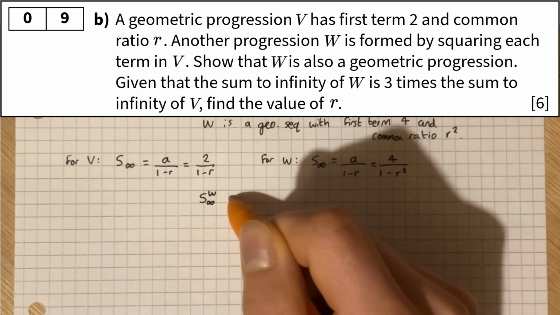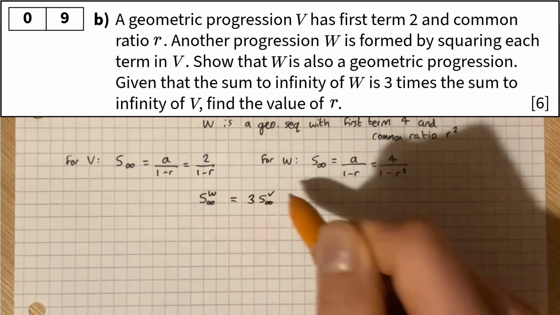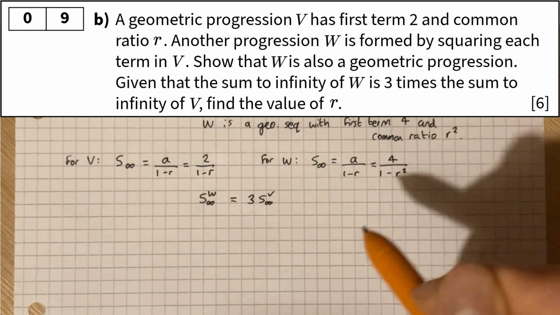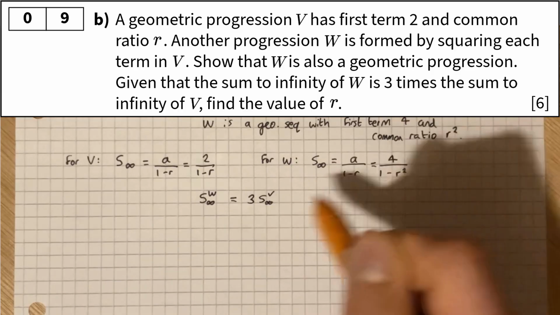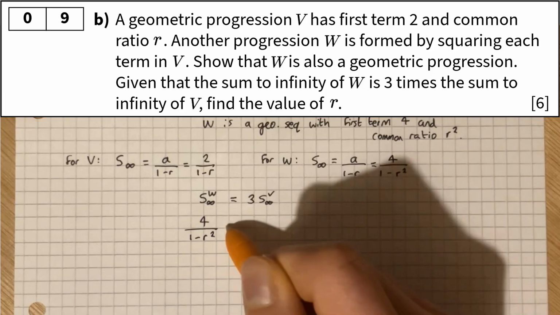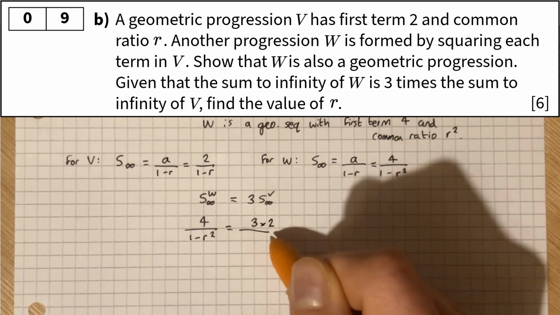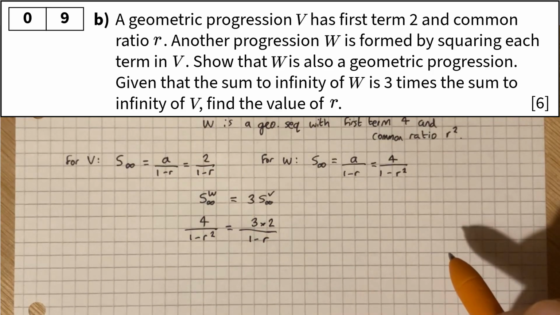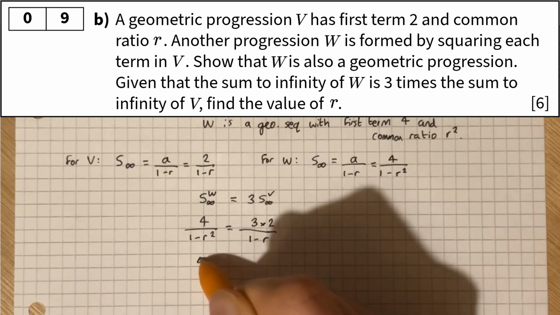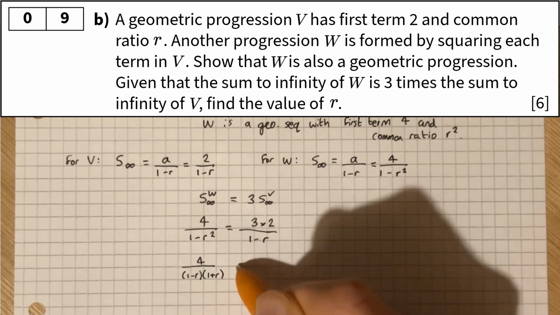And if we read the sentence here, it says the sum to infinity of W is equal to 3 times the sum to infinity of V. So all we need to do is substitute these expressions in, rearrange, and find r. So this will be 3 lots of the sum to infinity of V. So 3 times 2 over 1 minus r, like this. Now I recognize this as a difference of 2 squares, so I'm going to write 1 minus r, 1 plus r.